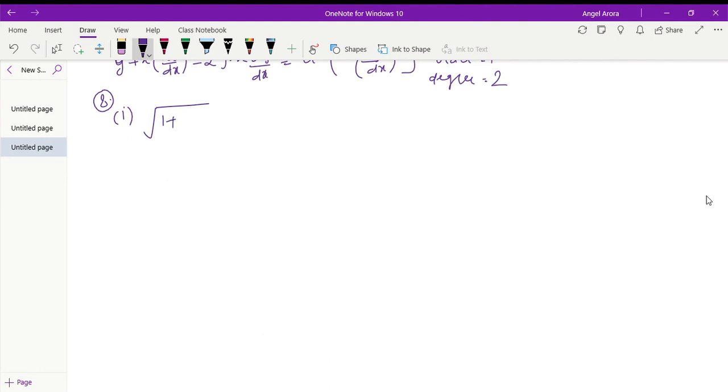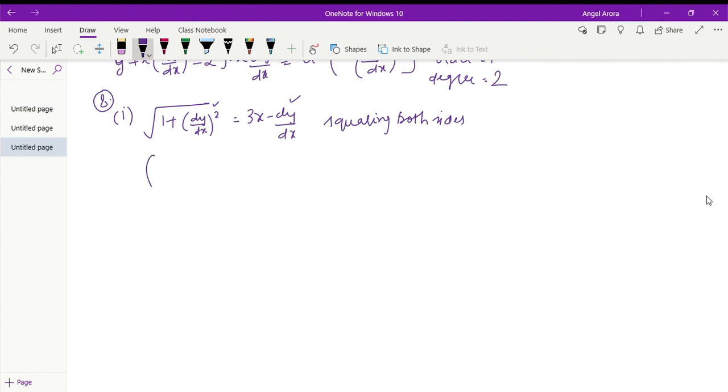1 plus dy upon dx whole squared is equal to 3x minus dy upon dx. Now this term is in polynomial, but this term is not. So squaring both sides first. Remember, we can find out the derivative even if the degree is not defined, and even if we can't change the term involving derivative into polynomial form. Order in this equation will be 1. But let's solve it first now.